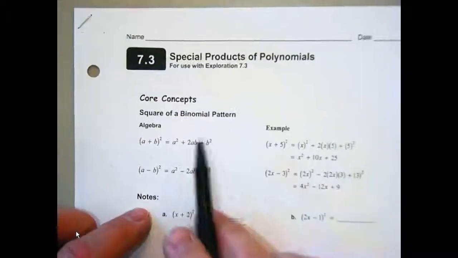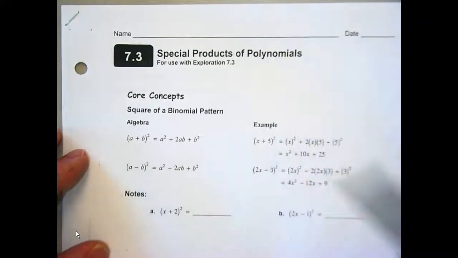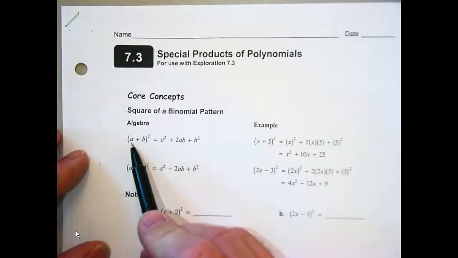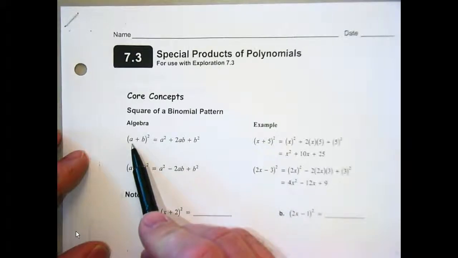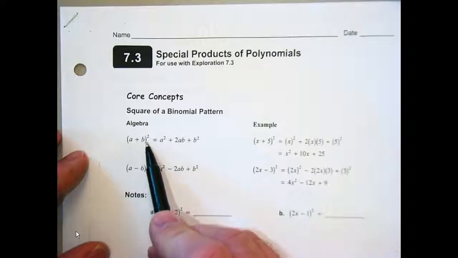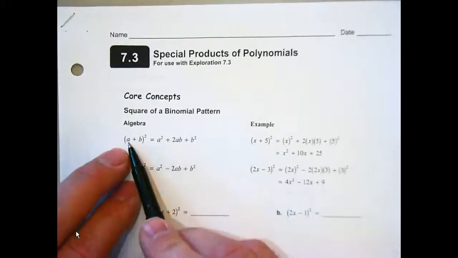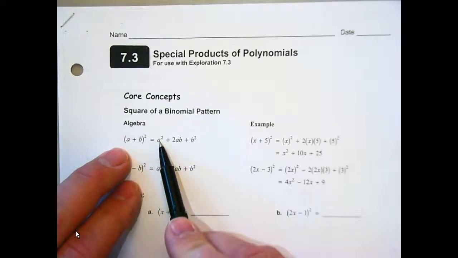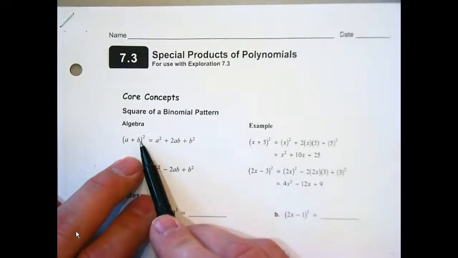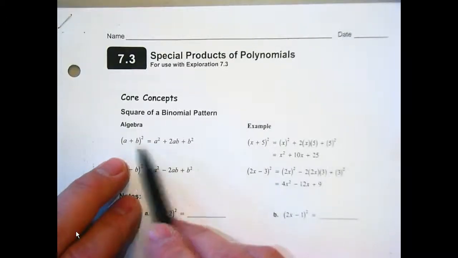First is called the square of a binomial pattern. What that says is if I have a number, and we'll call that number A, and I have another number, we'll call it B, and we are adding those up and squaring them, the answer will be in the form of whatever this is, squared, and the back will have whatever that number is, squared, and the middle will be just those two multiplied together and doubled.